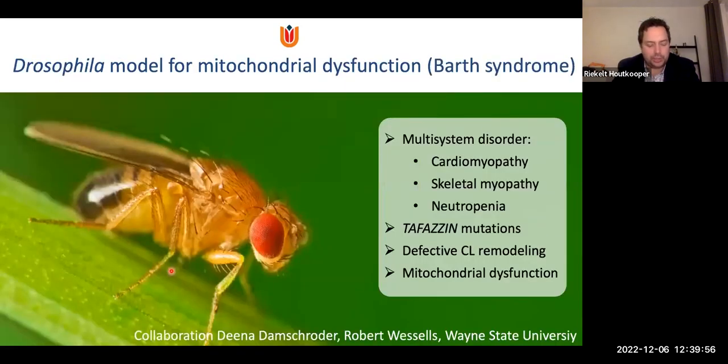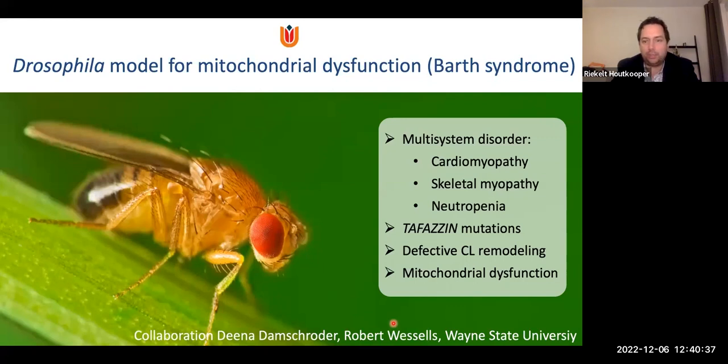I promised you I would circle back to inherited metabolic diseases. We did find these precursors, and we do see in preclinical models of age-related disease that these precursors for NAD result in a significant improvement of physiological and pathophysiological processes. We were studying that still, and I saw a presentation from Dina Damschroeder, who was in the lab of Robert Wessels at Wayne State University, where they studied a fly model, a Drosophila model for Barth syndrome.